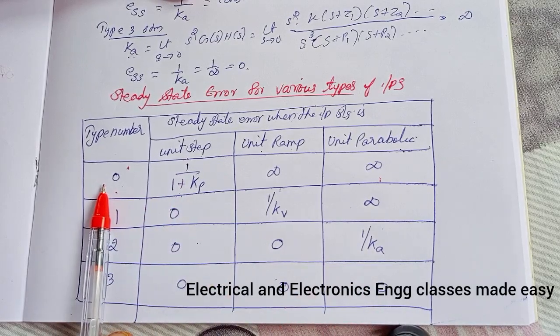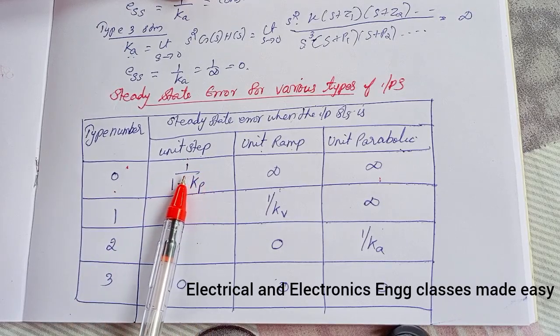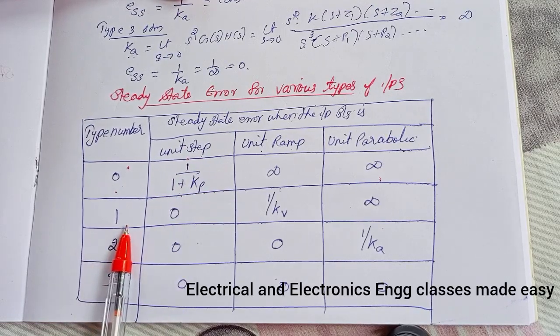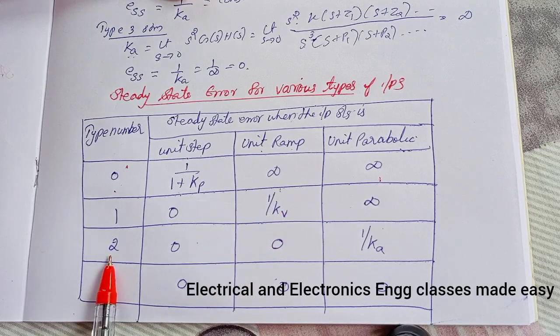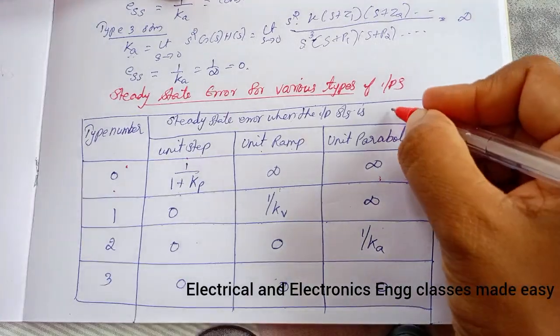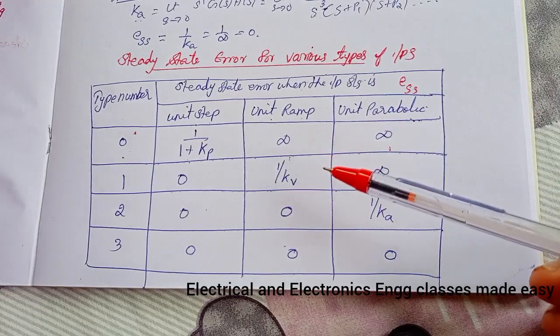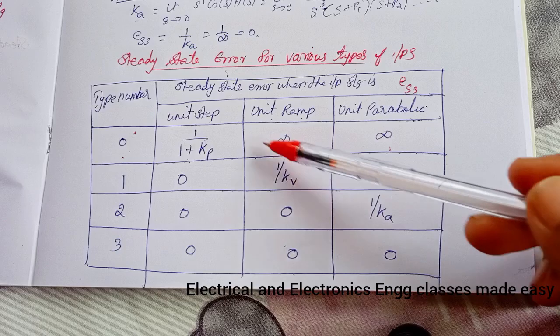So that means for type 0 system a constant steady state error is obtained when unit step signal is applied, and for type 1 system a constant steady state error is obtained when unit ramp signal is applied, and for type 2 system a constant steady state error is obtained when unit parabolic signal is applied. So this is ESS. So that is about the type number, steady state error, and the static error constants.